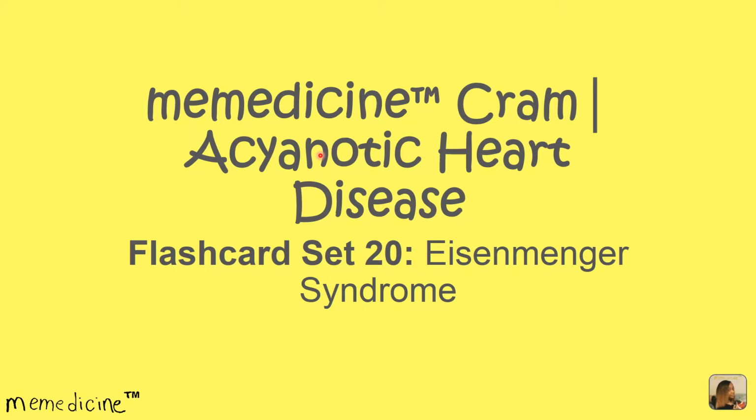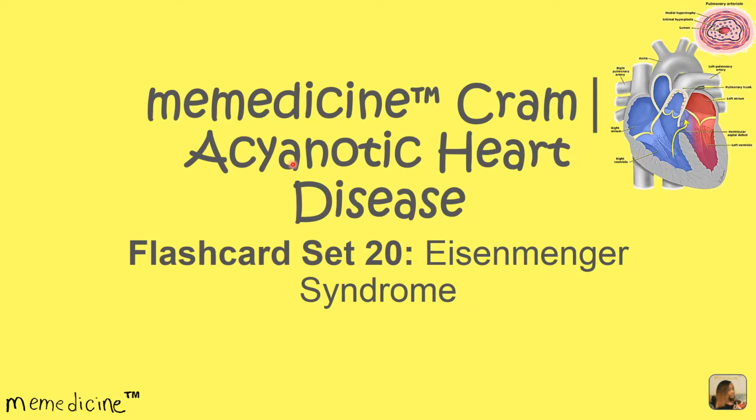Acyanotic heart disease is a group of heart conditions where oxygenated blood mixes with deoxygenated blood, causing cyanosis, where cyanosis basically means pale or blue-grayish skin due to decreased oxygen in blood, okay? And Eisenmenger syndrome is a specific kind of acyanotic heart disease.